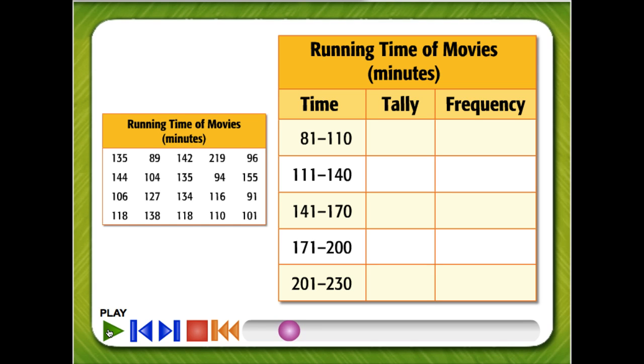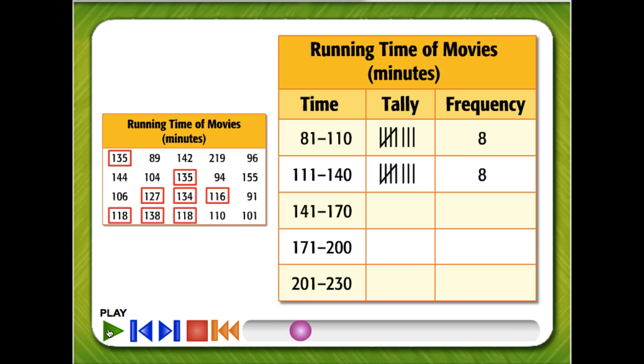To find the frequency, we'll tally the running time of each movie in the interval that it matches. There are 8 movies that last between 81 and 110 minutes. There are also 8 movies that run for 111 minutes to 140 minutes. For the running time of 141 minutes to 170 minutes, there are 3 movies. No movies ran from 171 minutes to 200 minutes. The longest running time was between 201 minutes and 230 minutes, and just 1 movie belongs in that interval.